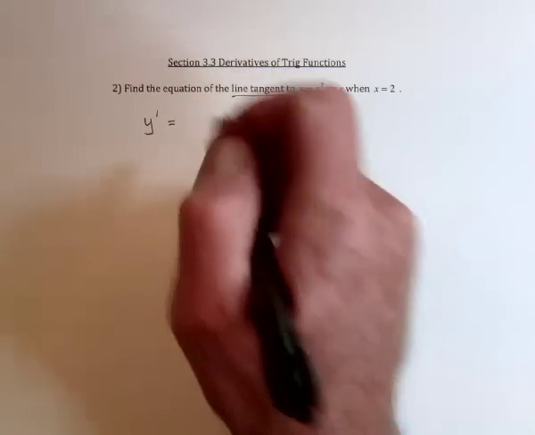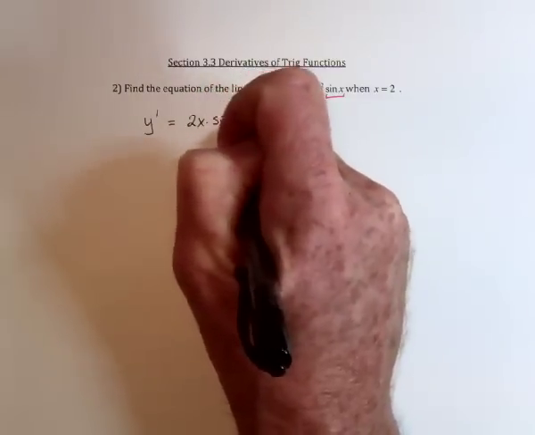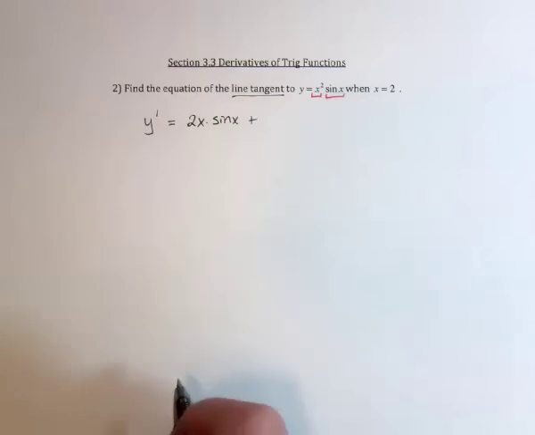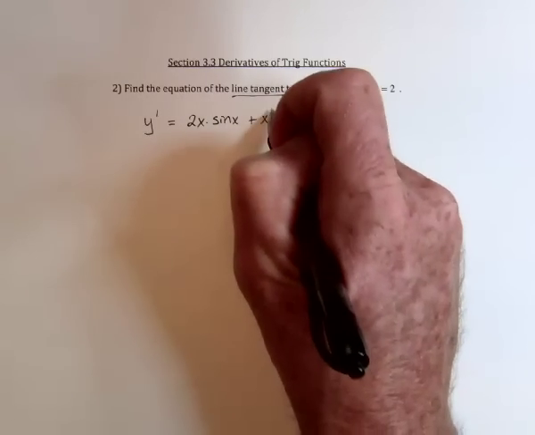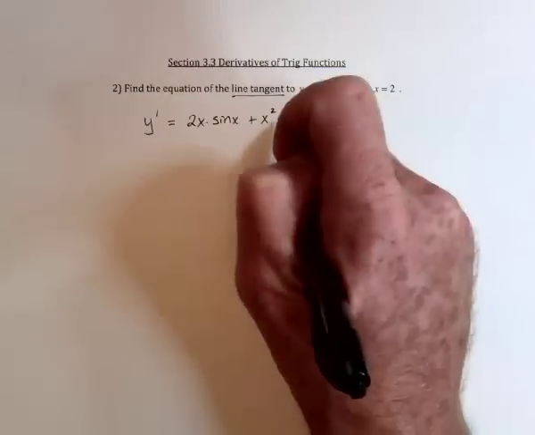Take the derivative of x squared as 2x, and then leave the sine function alone, plus leave the x squared function alone, and take the derivative of sine, which is cosine.